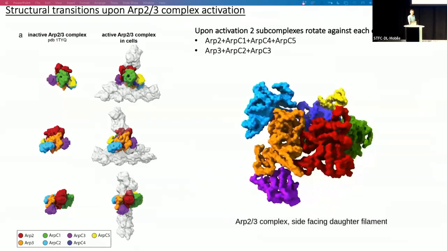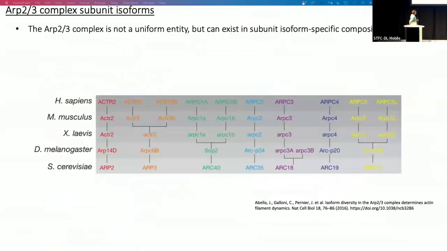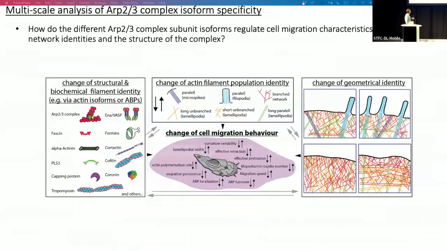And the alpha-3 complex is actually not a uniform entity, but some of its subunits consist in isoform-specific fashions. So there are in total 8 different variations of how the alpha-3 complex can assemble itself. So we said, okay, how do these isoforms now convey different activity of the complex and also cell migration characteristics? And can we study this from the cellular to the structural level?